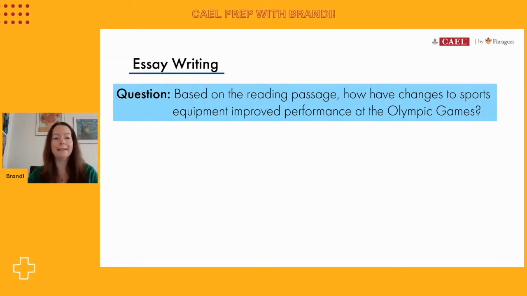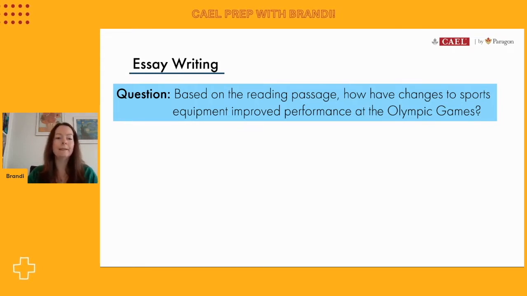So the question says, based on the reading passage, how have changes to sports equipment improved performance at the Olympic Games? So again, I'll point out quickly that on your actual CAEL test, you will be required to use details from the reading and listening. But again, for today's episode, to simplify things, we're going to focus only on the reading passage. So again, this question is a little bit different from what you would have on the long writing section of CAEL. But the focus again of today's episode is to learn how to structure the essay. So again, we'll use just the reading source so we can really focus on how to pull ideas out of the text.